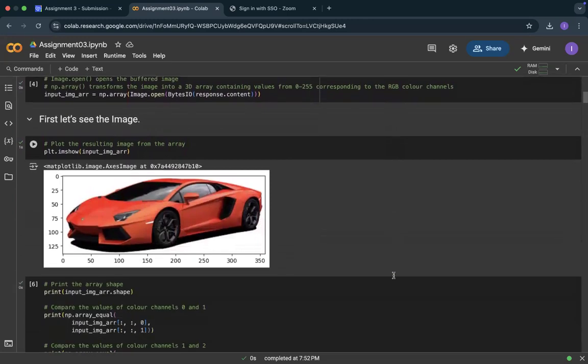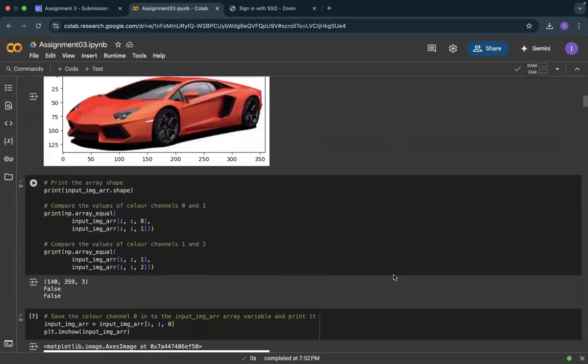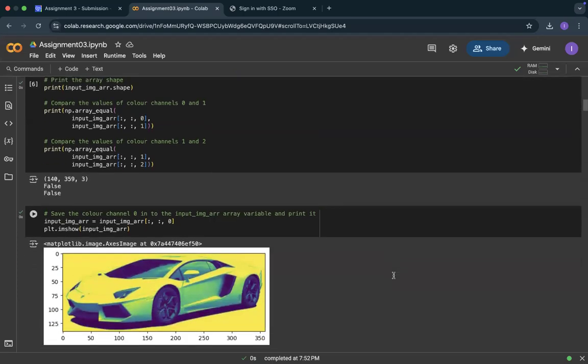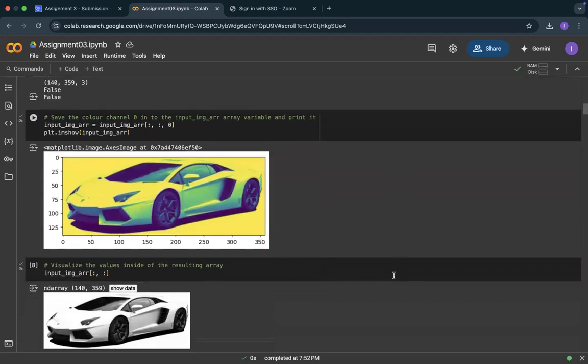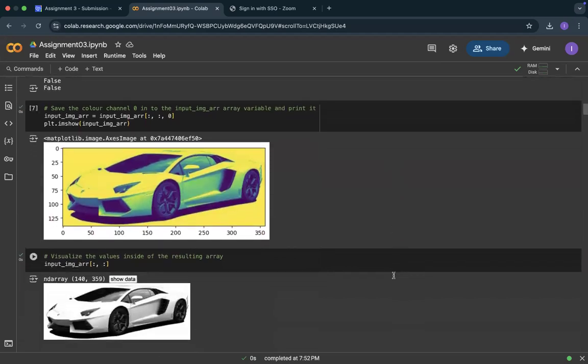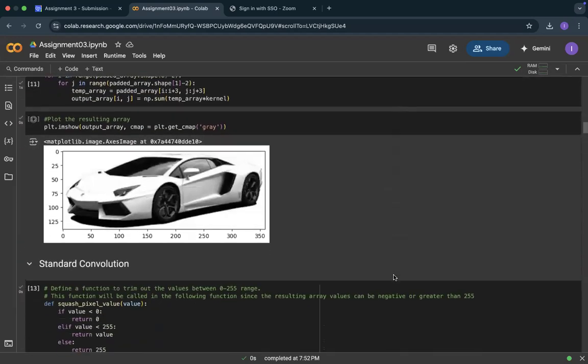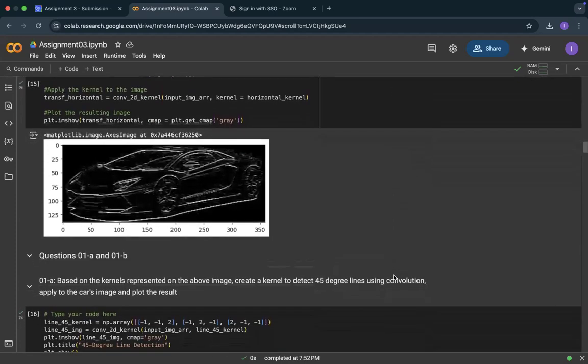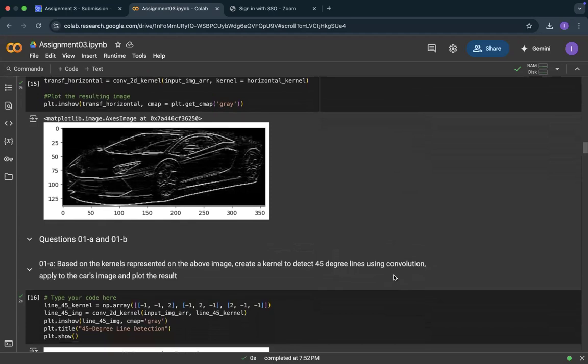In the first part of this assignment, we explored edge detection using convolutional kernels. A convolutional kernel is a small matrix that slides over an image and performs calculations to highlight certain features such as edges or lines in a specific direction. To detect 45-degree lines, we used a kernel like this. When applied to an image, this kernel enhances diagonal edges from top left to bottom right.